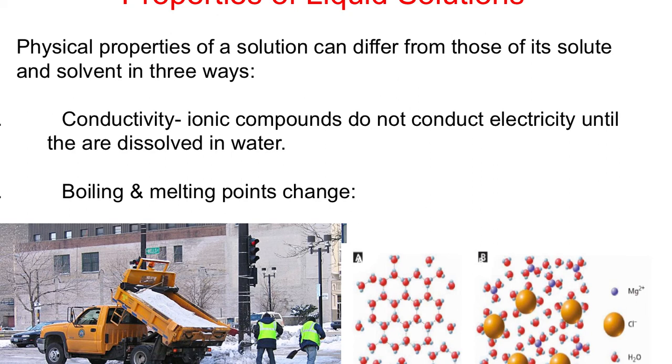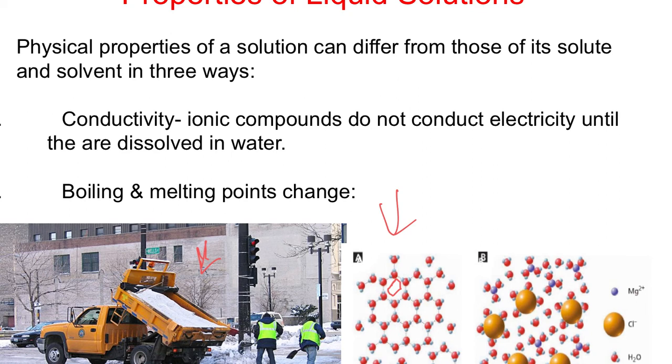Also, some of the properties change depending on the boiling and melting point. You've all seen that before. Here's an ice truck that is spreading salt on top of ice on the road. Now remember, ice is a crystal. The water molecules are bound together here in a regular repeating pattern to form ice.